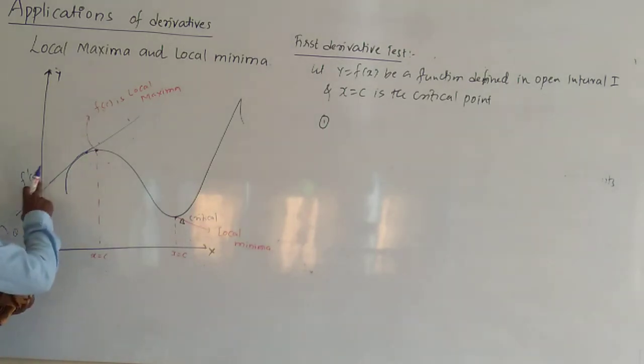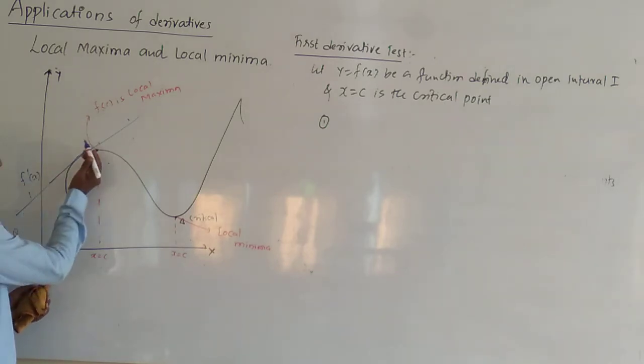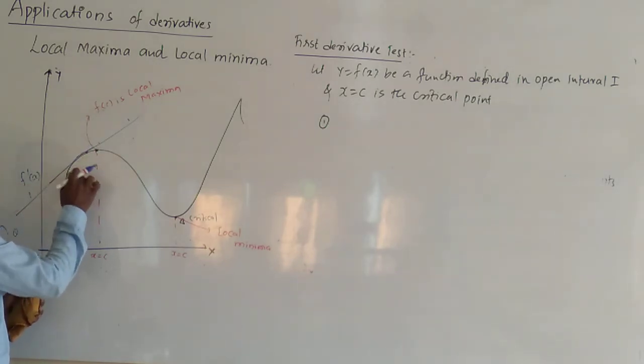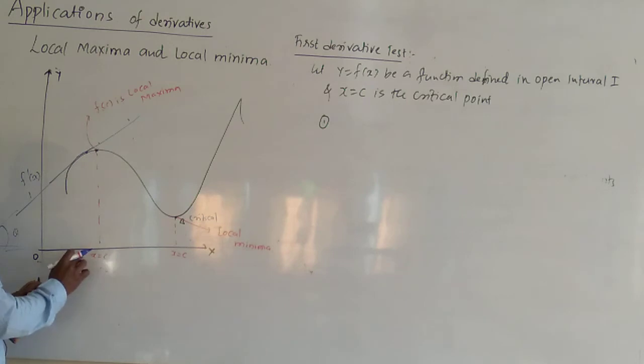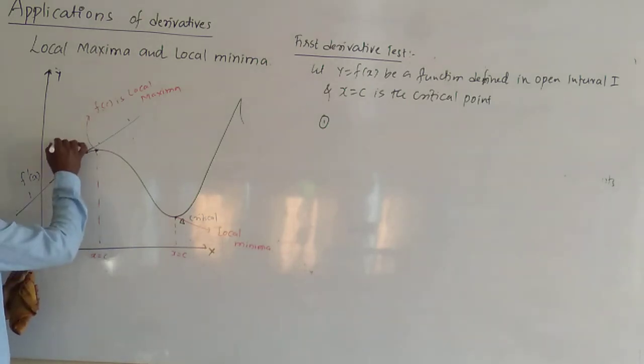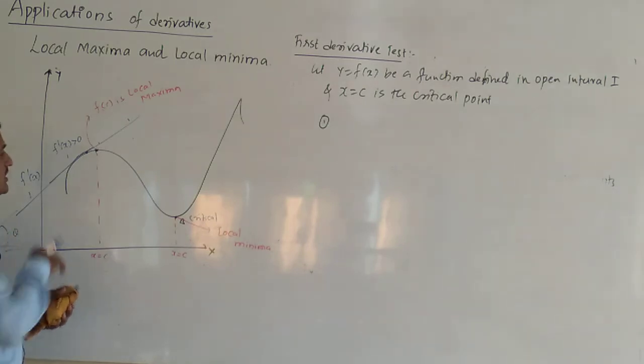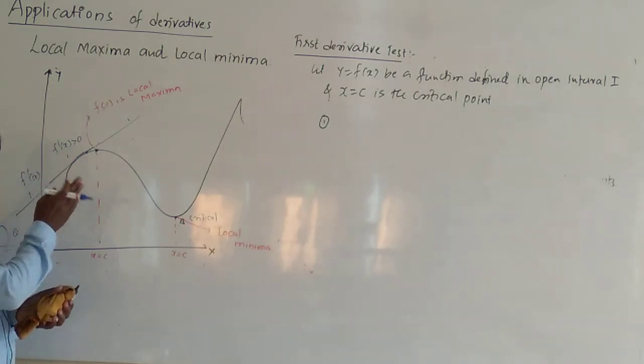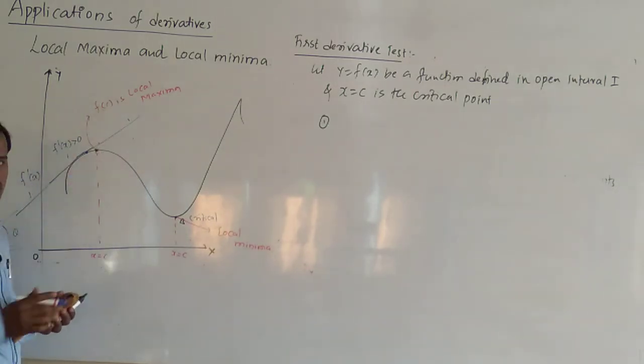If you take f dash of x in the neighborhood of c, here you are getting f dash of x is positive. F dash of x is positive means clearly more than 0.